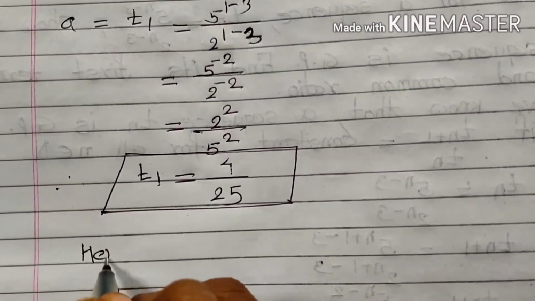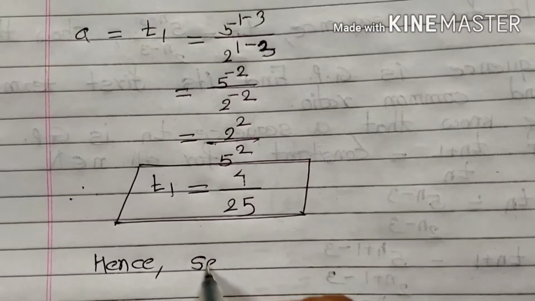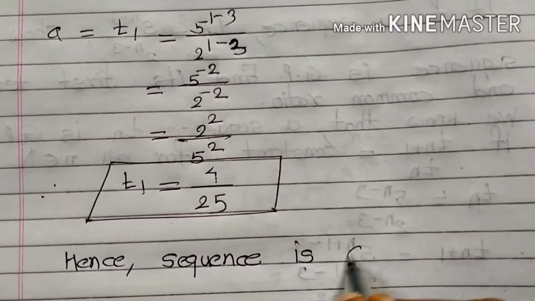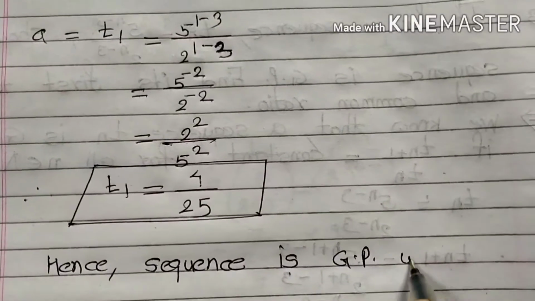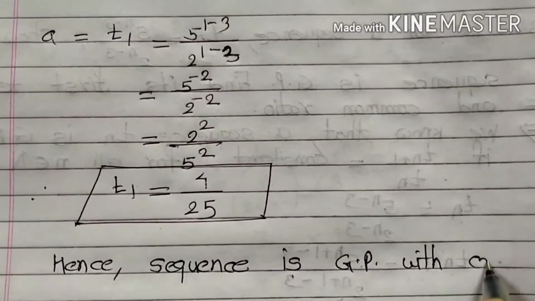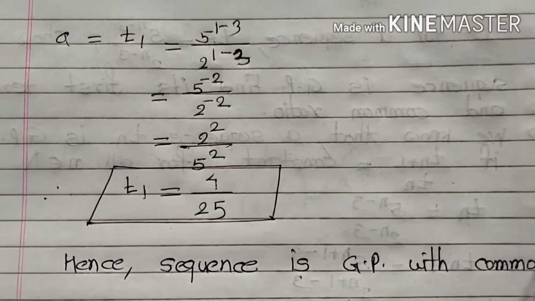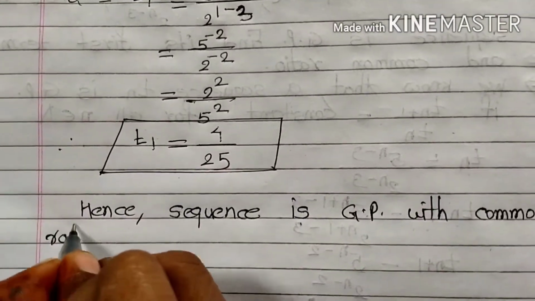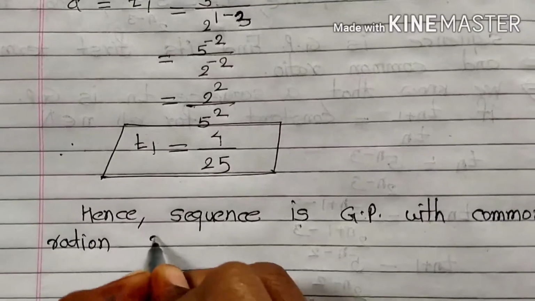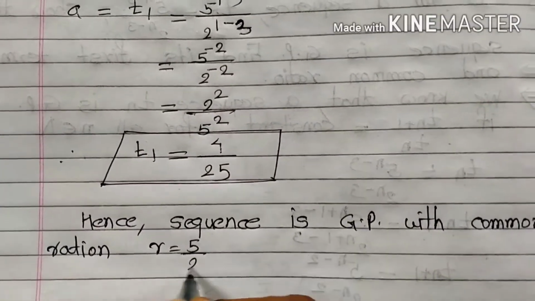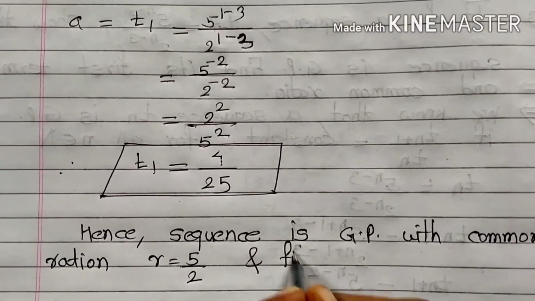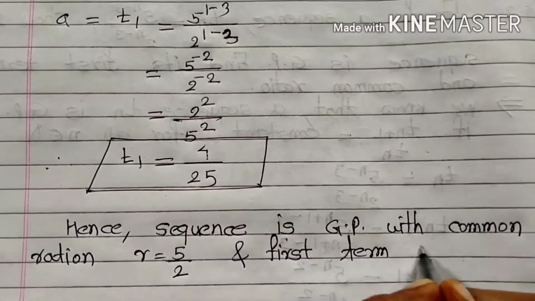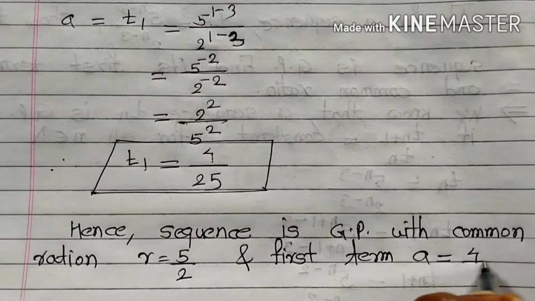Hence the sequence is a GP with common ratio r equal to 5 upon 2 and first term a equal to 4 upon 25.